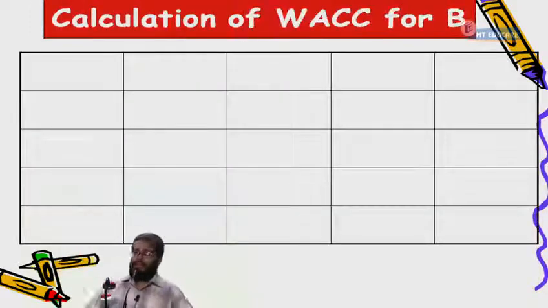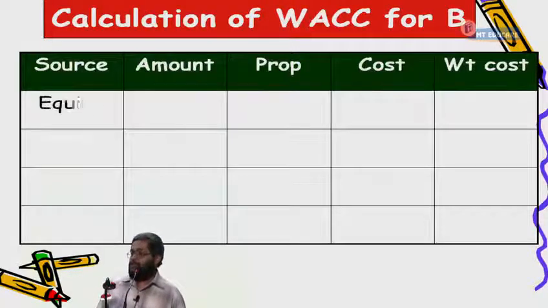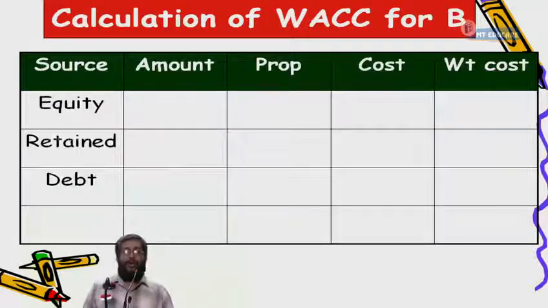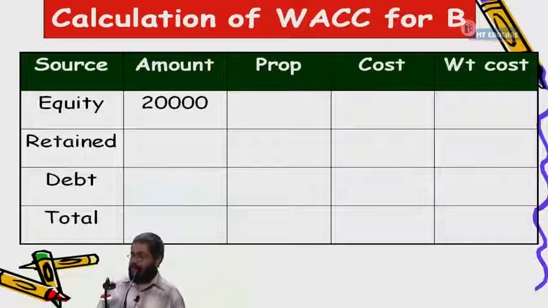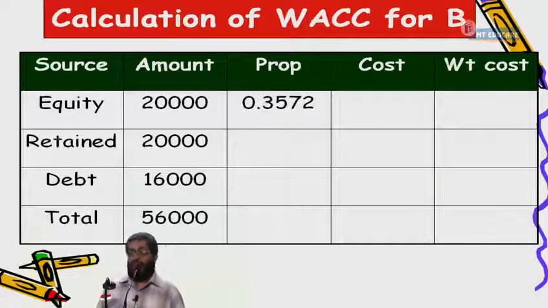Now let's go for the project B WACC calculation. What are all the sources of financing? Equity, retention, debt. How much is equity? 20,000. Retention? 20,000. Debt is 16,000. The total is how much? 56,000. Next, proportion: 20 by 56 gives you 0.3572. Believe me, don't calculate; rounding off has been done.